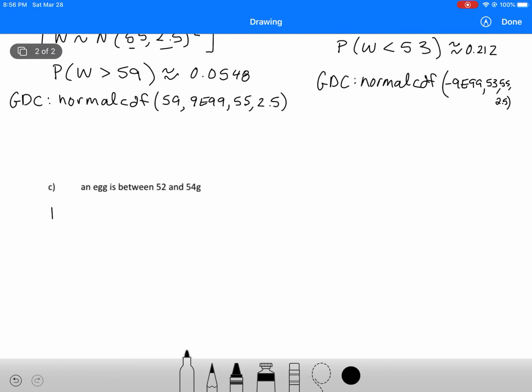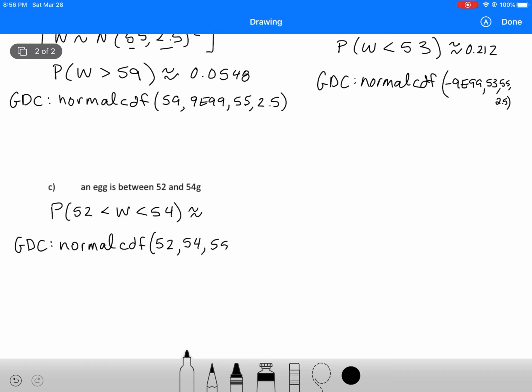Last one is that we're looking for the probability that an egg is between 52 and 54. So again, we can use normal CDF. Remember, the calculator notation you do not have to write down. It is not part of your solution, but I'm writing it here so that you have a reference if you're working on the practice questions. So again, normal CDF, we've got our left limit, our right limit, mean and standard deviation, which should give you about 0.230.